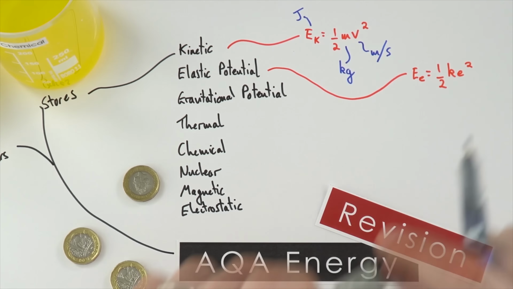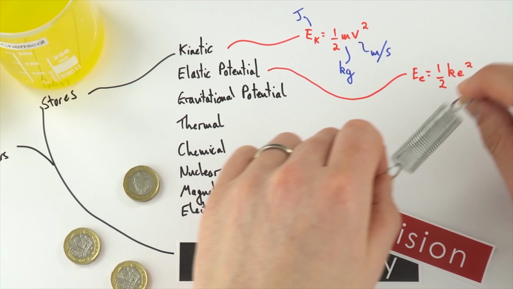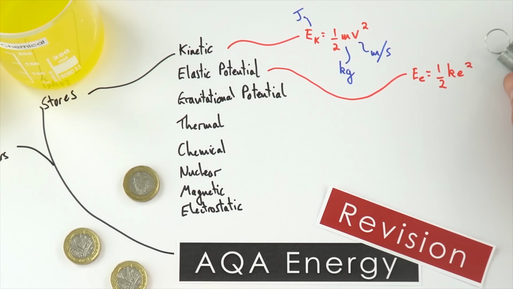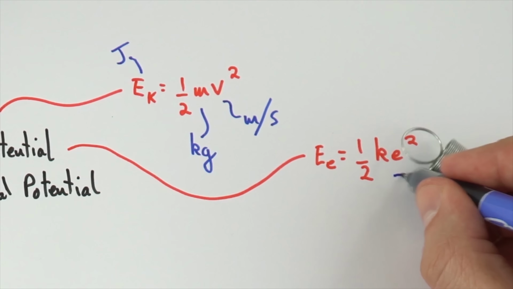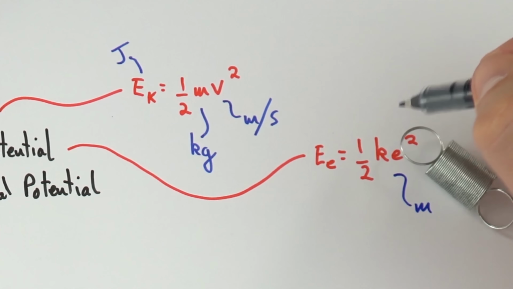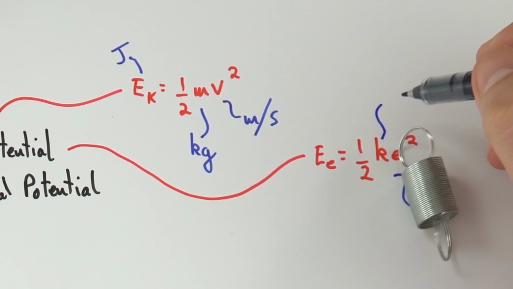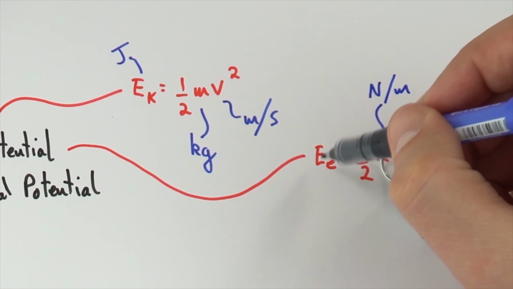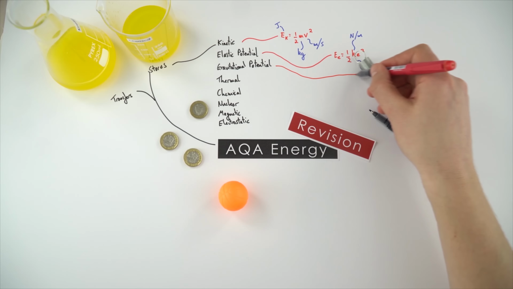The elastic potential energy is equal to 1/2 ke², where e is the extension of that object, not how long it is completely, but how much longer it has become. Again, we measure our extension in meters. k is the spring stiffness, measured in newtons per meter. And once again, we measure our energy in joules.